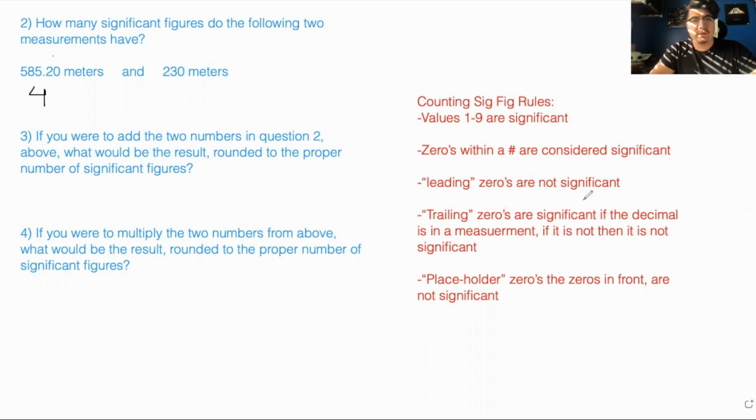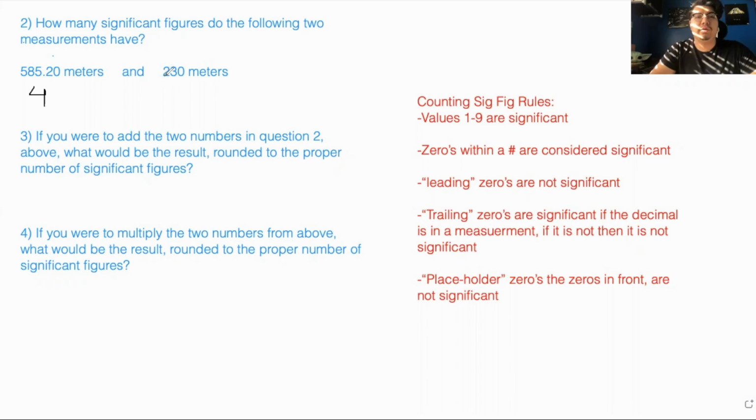So it might be significant. It is a trailing 0. If this 2 was a 0, it would become significant. But because it's at the end of a measurement, we need some uncertainty. So this 0 becomes our uncertainty. Therefore, this 0 is still not significant. Placeholder 0, the 0 in the front. As we can see, the 0 is not in the front right here. Therefore, leaving us with 4 significant figures.